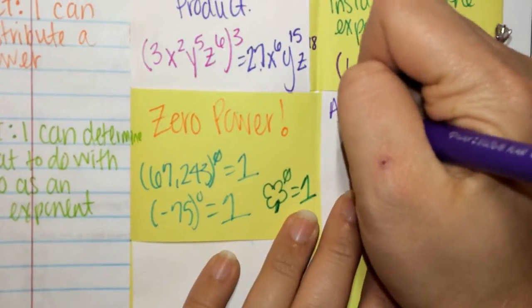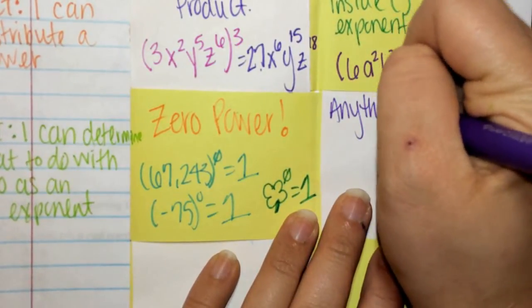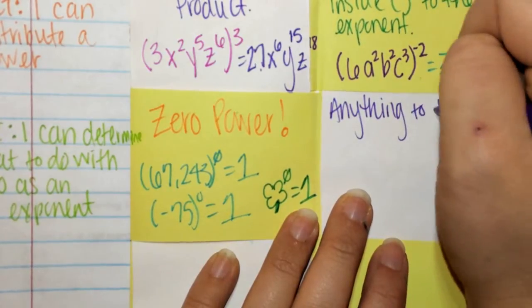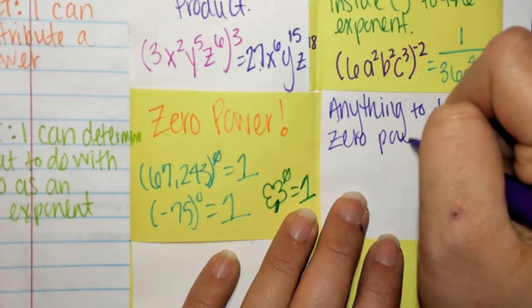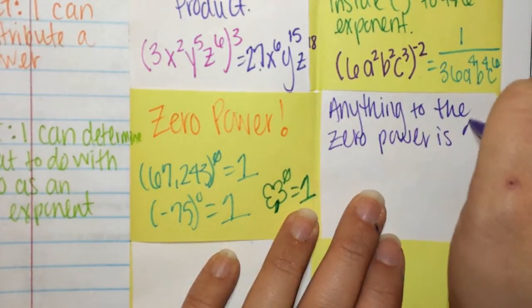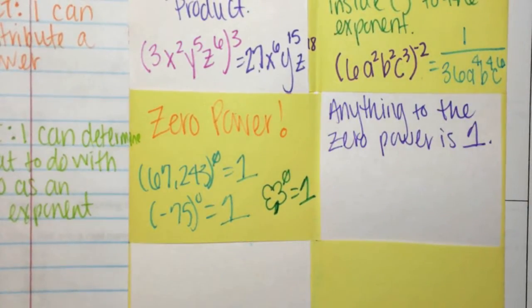Alright, anything to the 0 power is 1. Then what about to the 1 power? It would be itself. Everything's to the 1 power. There's an invisible 1 hanging there.